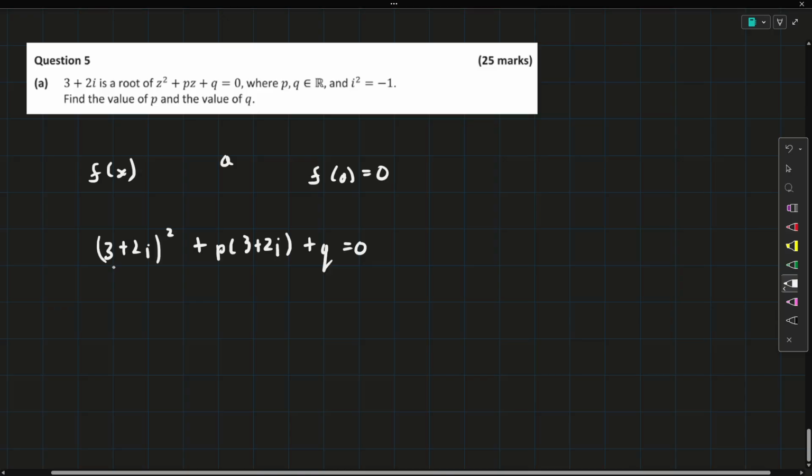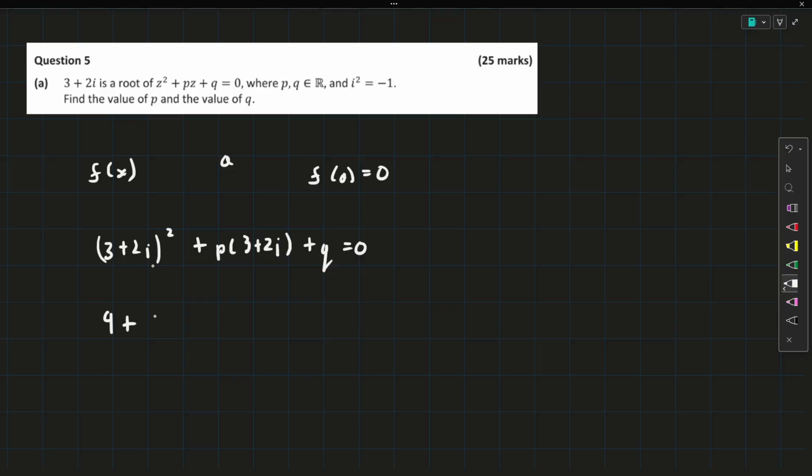Then we can multiply out this bracket. So we'll have 9 plus 2 times the product of the two terms, so 2 times 3 times 2i, that'll be 12i. And then we have the last term squared, so plus 4i squared, or you can write out both the brackets, up to you. So plus 3p plus 2pi plus q equals 0.